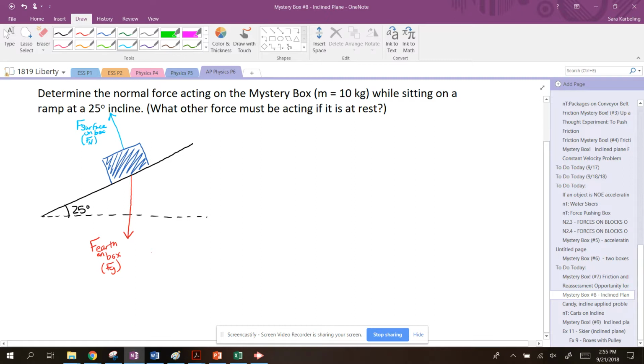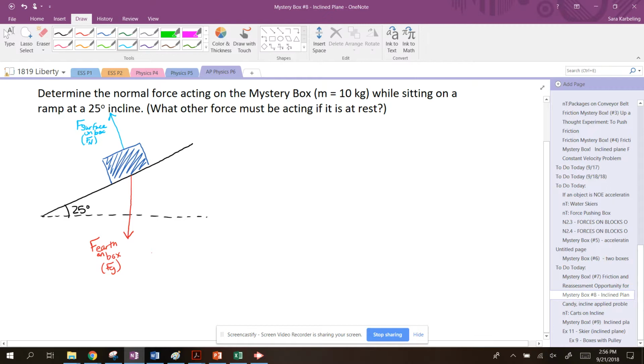Anything else? Friction. How do you know there's friction acting? It's not falling, right? If you have ever stood on a ramp when it's icy, like in the winter, you're going to slip and fall, right? Because gravity is going to pull you down that ramp. Absolutely. But it says this box is not going anywhere. So friction has got to be acting.